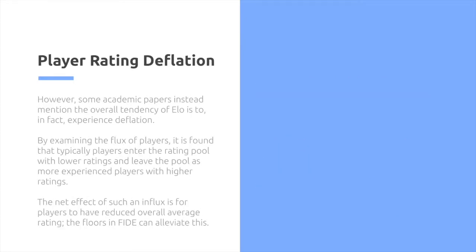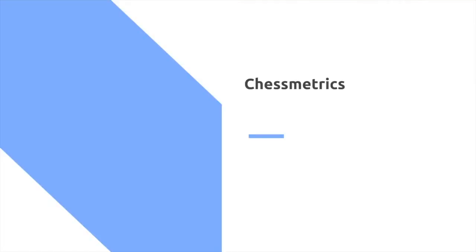However, some academic papers mention that there's an overall tendency in Elo to actually experience deflation. By experiencing the flux of players, it is found that players typically enter the rating pool with lower ratings and leave it with higher ratings as they get more experienced. The net effect of such an influx is for players to have a reduced overall rating, and there are floors in FIDE, which is a chess organization based in Switzerland for international games, to alleviate this.